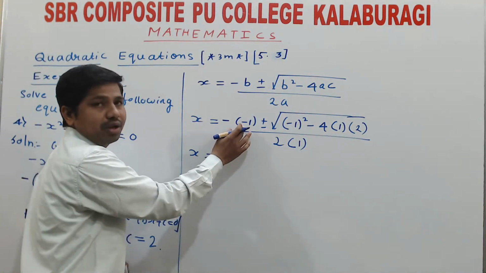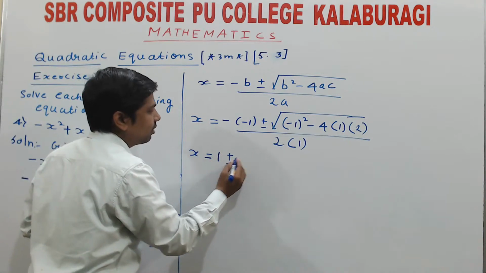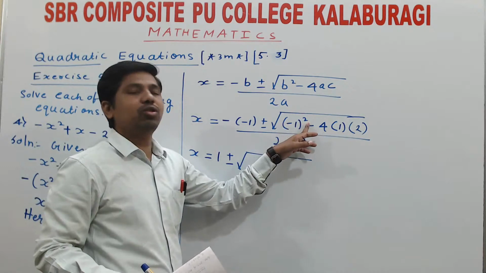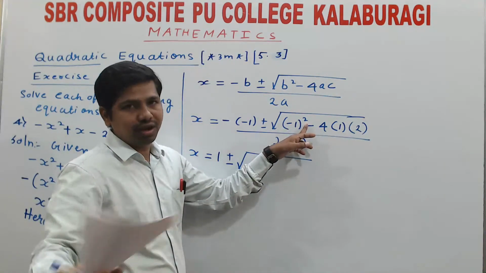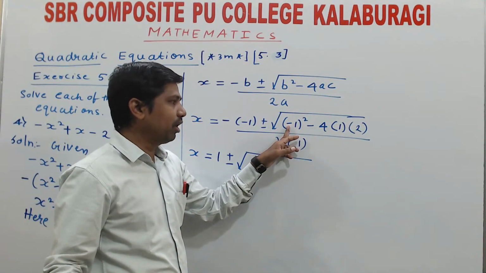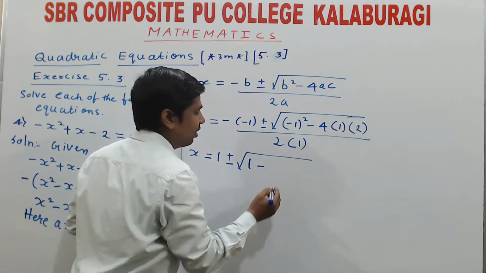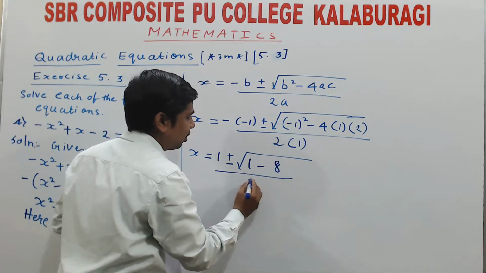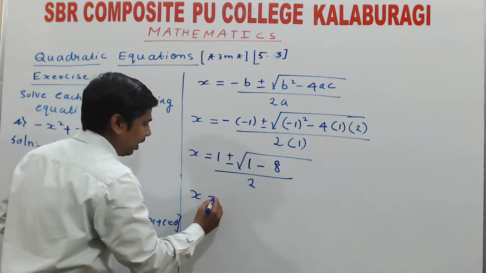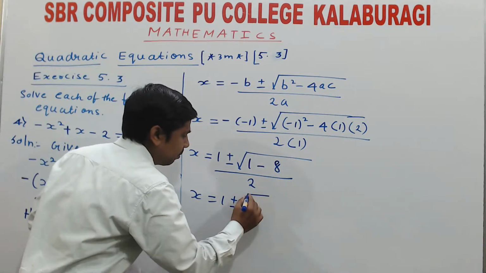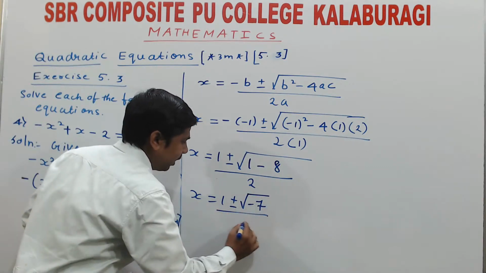X equal to minus of minus 1, that is plus 1, plus or minus square root of minus 1 square. Negative for an even power is positive, negative for an odd power will be negative. Minus 1 square is plus 1. 1 minus 4 ones are 4, 4 twos are 8, so 1 minus 8, divided by 2. So x equals 1 plus or minus, what is 1 minus 8? It is minus 7, by 2.